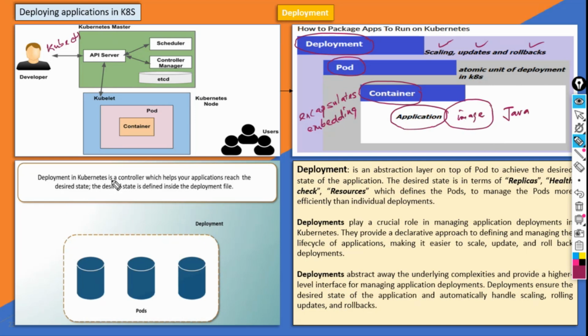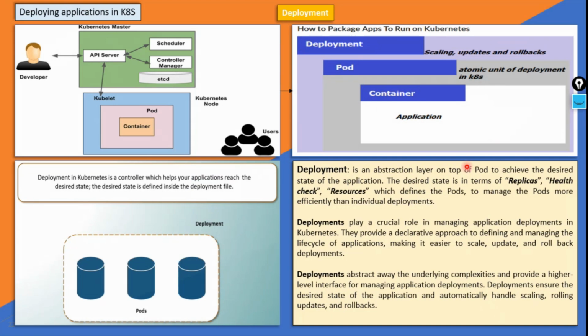So the deployment in Kubernetes is a controller which helps your application reach the desired state. The desired state is defined inside the deployment file, manifest file. All these definitions, configuration will be done inside the deployment file. I do not have a scope to let you know how it looks like, so that's okay. Deployment is an abstraction layer on top of pod to achieve the desired state of the application. The desired state in terms of replicas, health checks, resources, which defines the pods to manage the pods more efficiently than individual deployments.